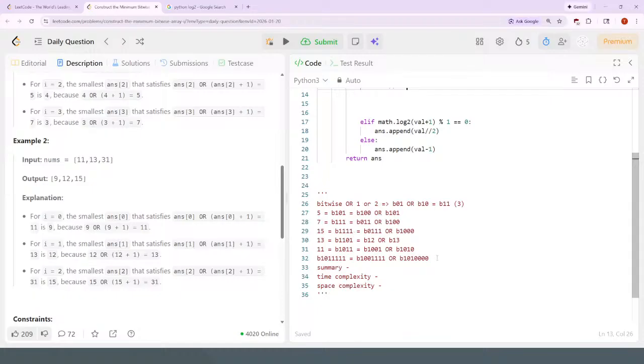Like if there was binary 1 0 1 0 1 0, then followed by a streak of ones, then I need to somehow fix that. So if I calculate the actual value of the streak of ones, then I subtract that plus 1. Actually, I guess I subtract the power of 2. Subtract the power of 2.